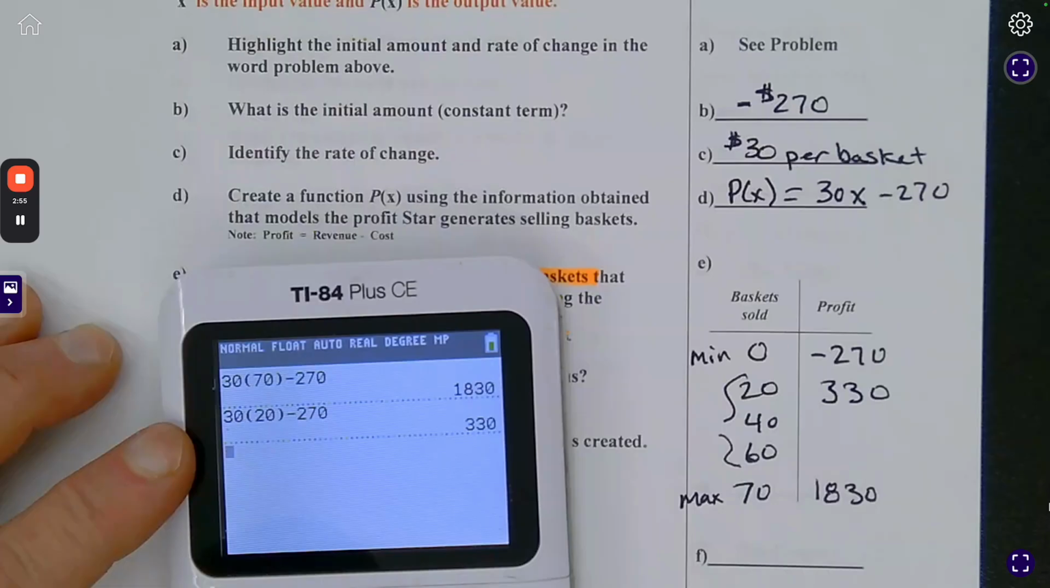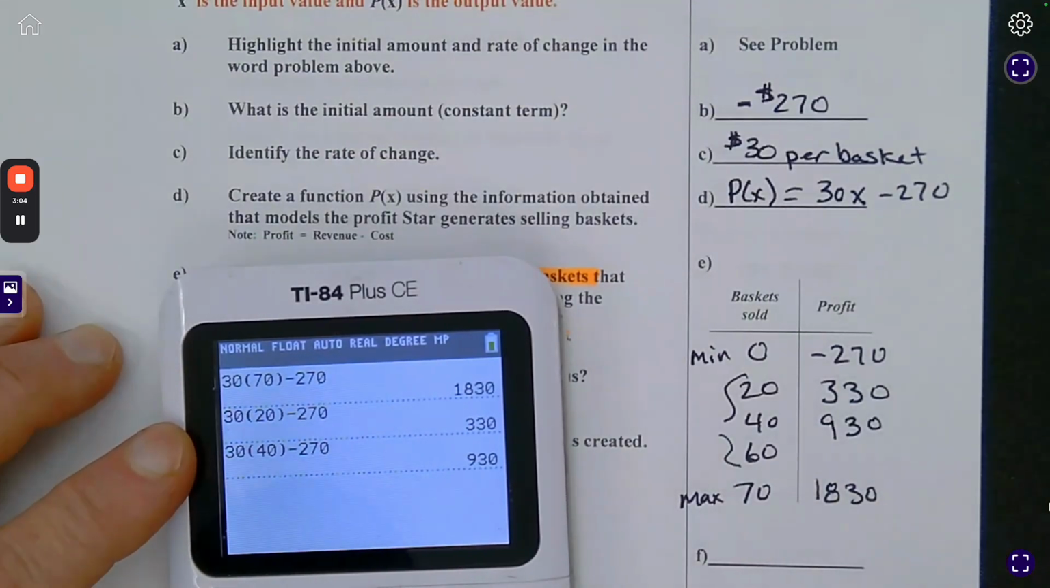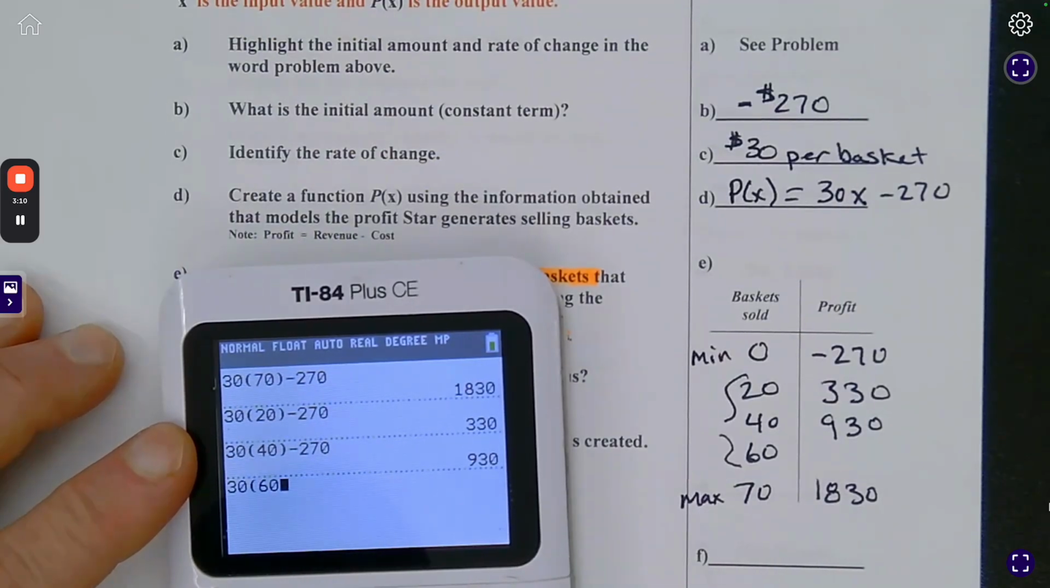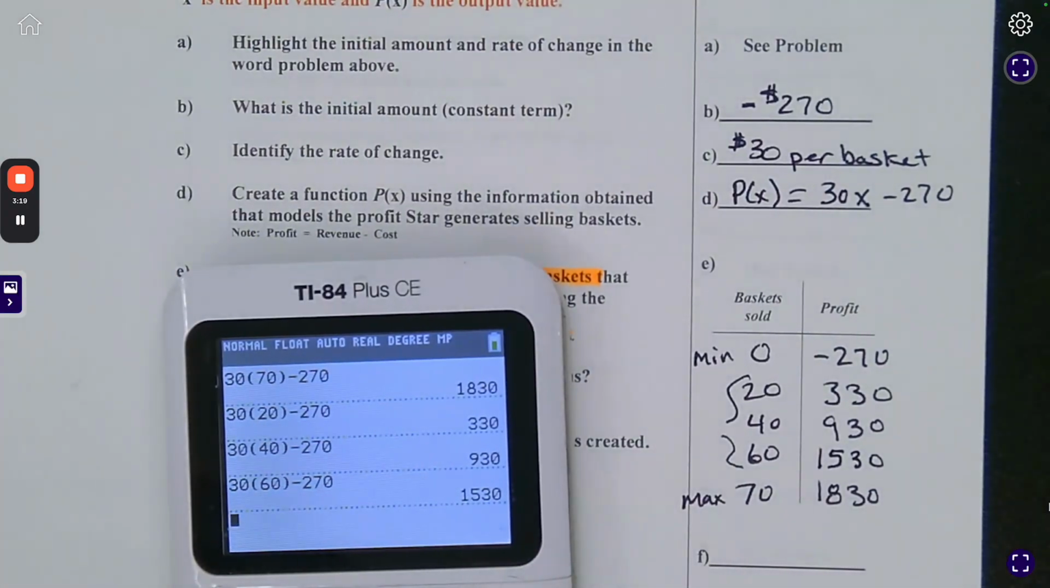Let's see how much money she has after she's sold 40 baskets. Ooh, 930. And then I have a feeling this one's going to be 1530, but let's find out. $1530, I correctly guessed. I actually calculated. All right, that's good stuff right there.